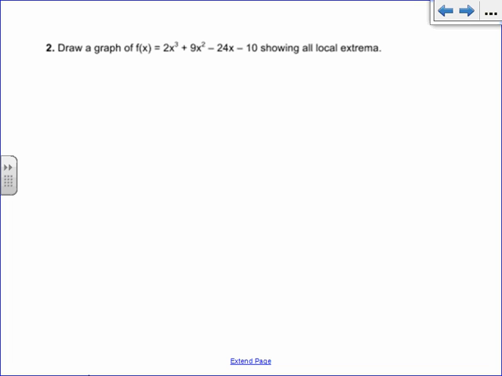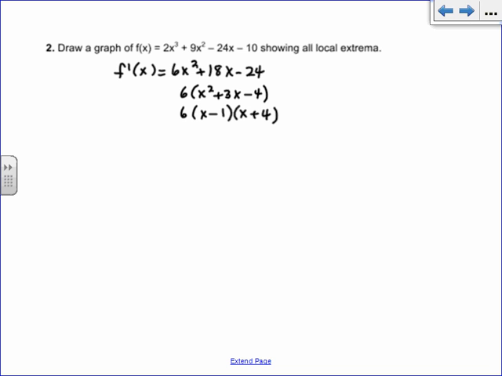So when I take the derivative, I get 6x squared plus 18x minus 24. So I can pull out a common factor of 6. And when I do that, it factors into, what did I do here? Oh, I said 2. You could have got a bonus point. You guys just got to pay attention there. So I get x minus 1 and x plus 4. So I get x equals 1 and x equals negative 4.